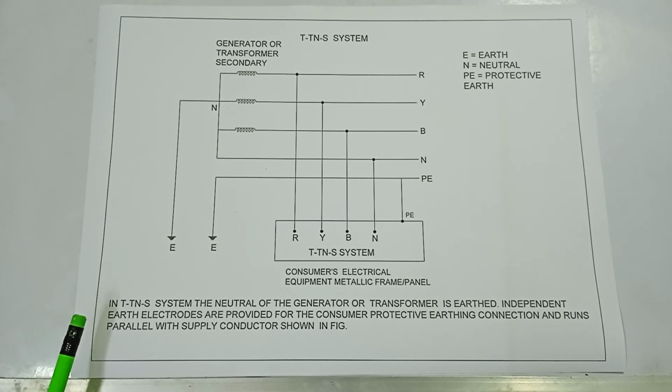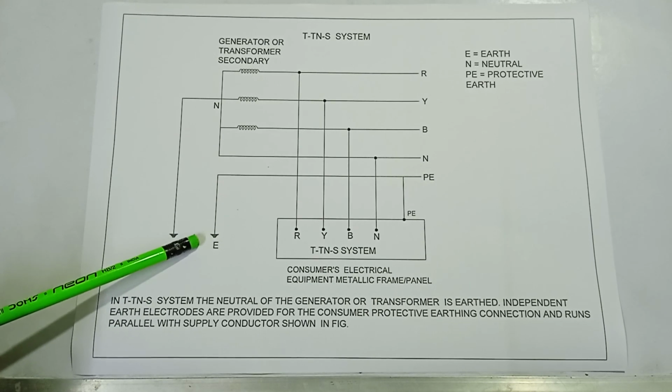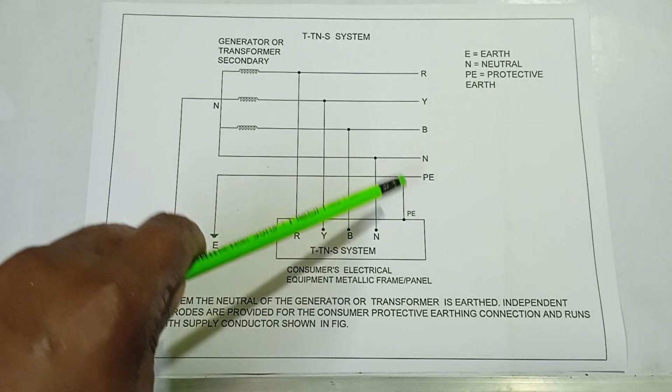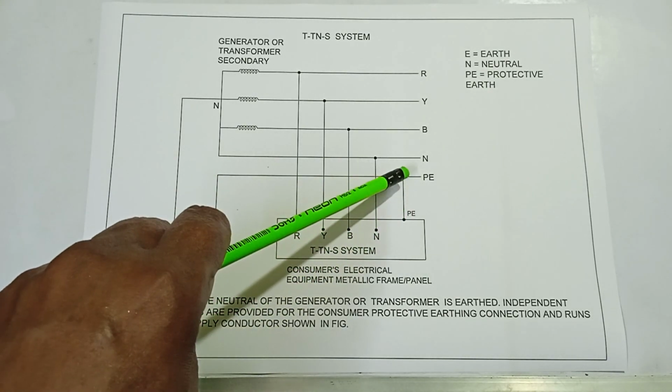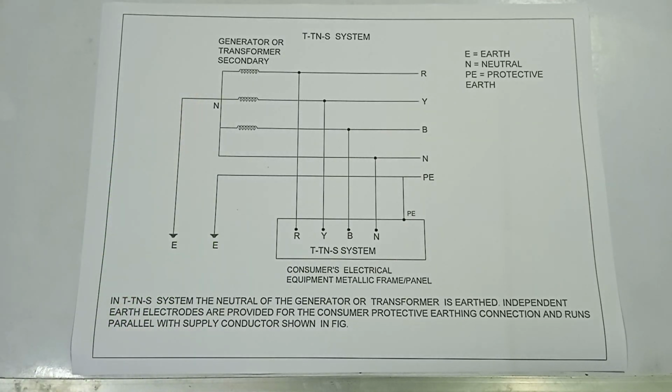Here it is the TNS system. The neutral of the generator or transformer is earthed. Independent earth electrodes are provided for the consumer protective earthing connection, and it runs parallel with the supply conductor as shown in the figure. Here is the independent earthing electrode running parallel with the supply conductor, and the consumer PE connection is taken from this conductor. Here the neutral point is earthed. Okay.